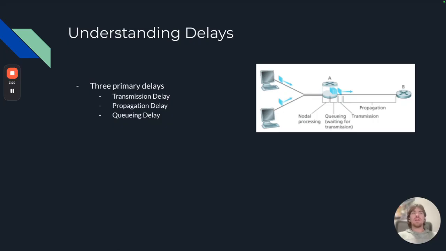data to arrive. So as we can see in this picture, we have our queuing delay as the packets stack up. We have our transmission delay as these are waiting to get passed onto the wire, and then your propagation delay, the amount of time it takes to get sent to the next router.